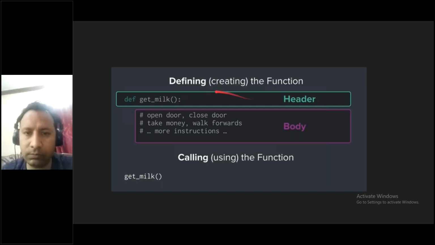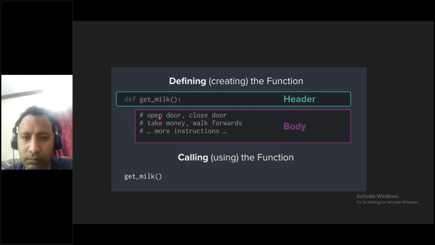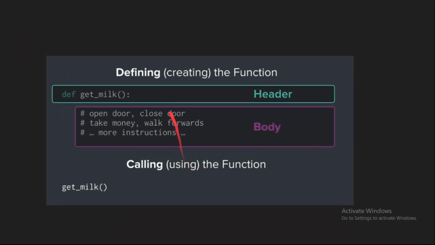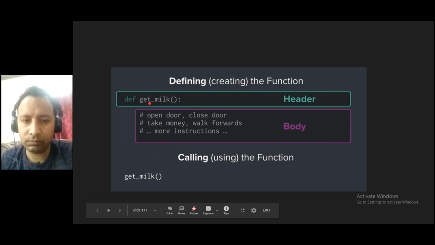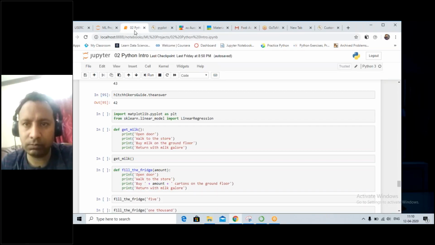So this is going to be the header, and then this is going to be the body in which we will pass in the instructions that how that function is going to work. And then once we have created the function, the second part is calling that function. And once we call that function, all these instructions will get executed. Every time we call this function, these instructions will get executed. Okay, so enough of theory. Let's get back to the Jupyter.